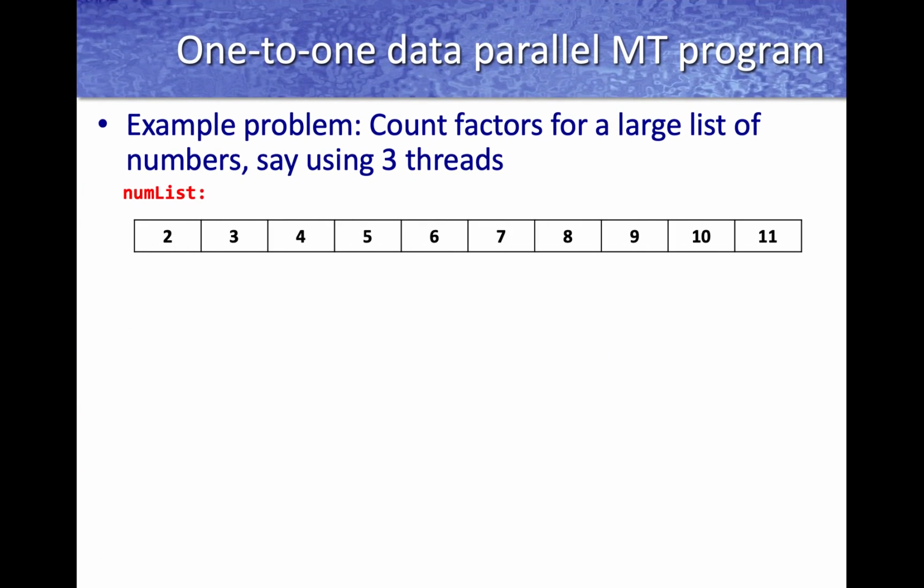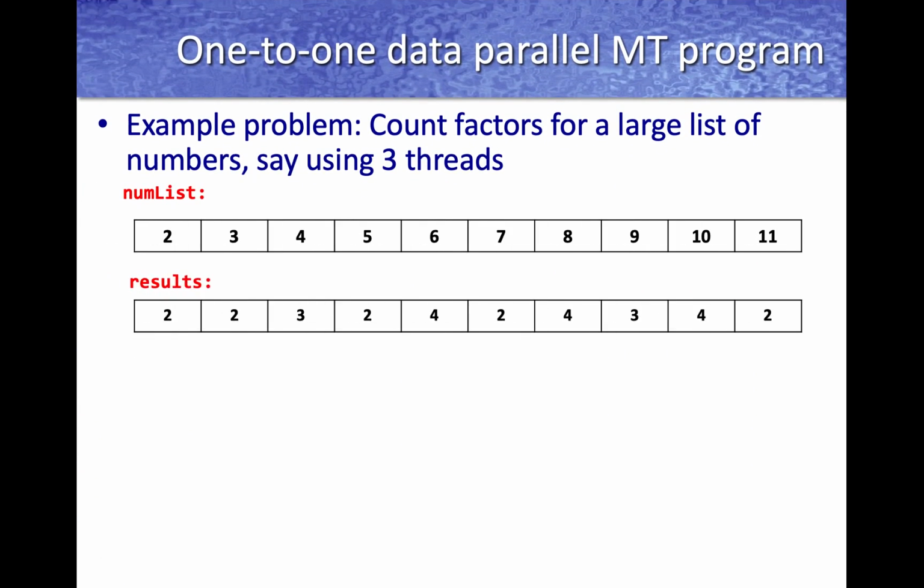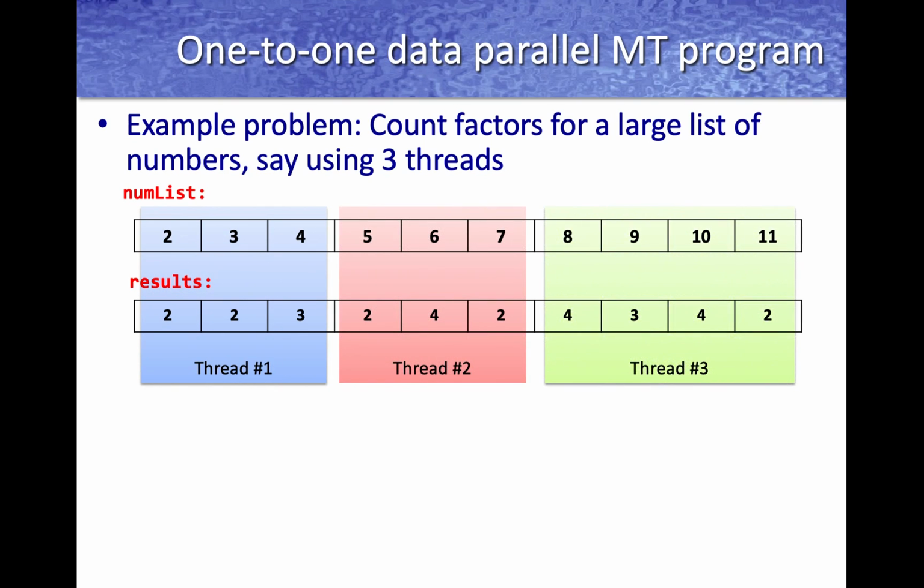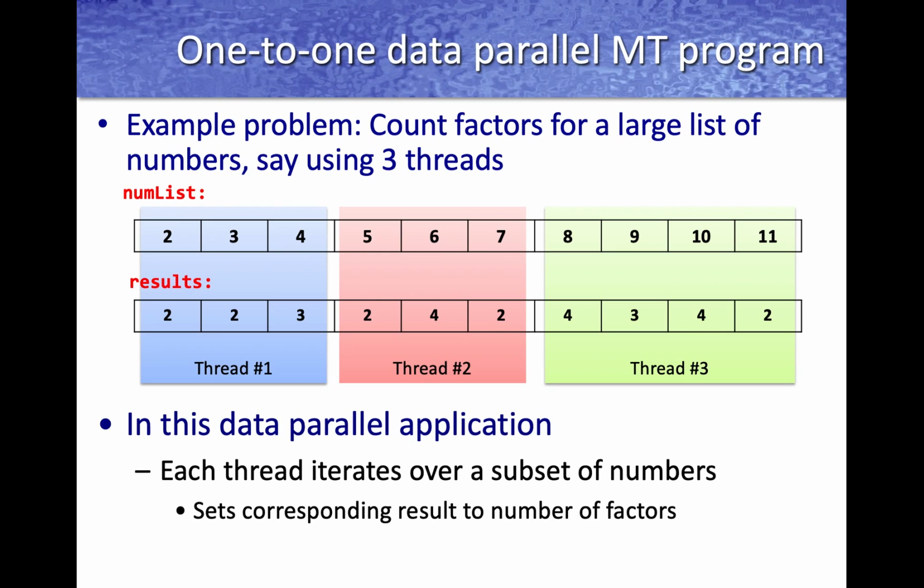So for example, given a list of input numbers, we want to generate a corresponding set of results in the output vector. And each thread is going to operate on a subset of numbers, but an independent subset. That means no two threads are ever going to operate on the same set of numbers. Since they don't operate on the same set of numbers, we don't need any synchronization in this example. And this is an excellent example of a data parallel application.